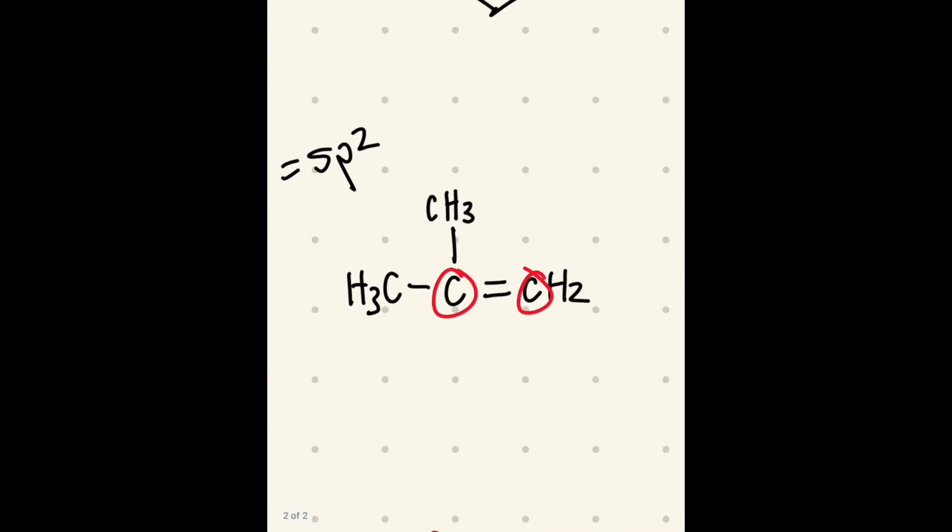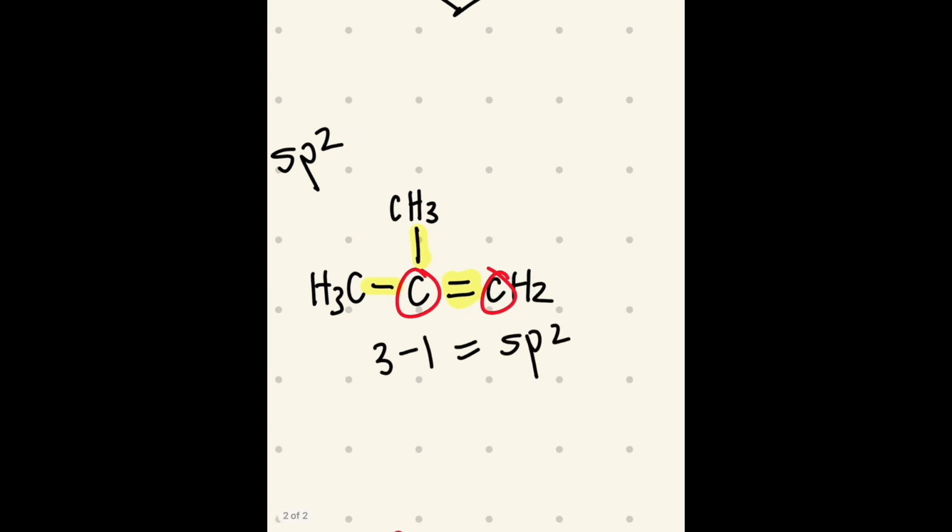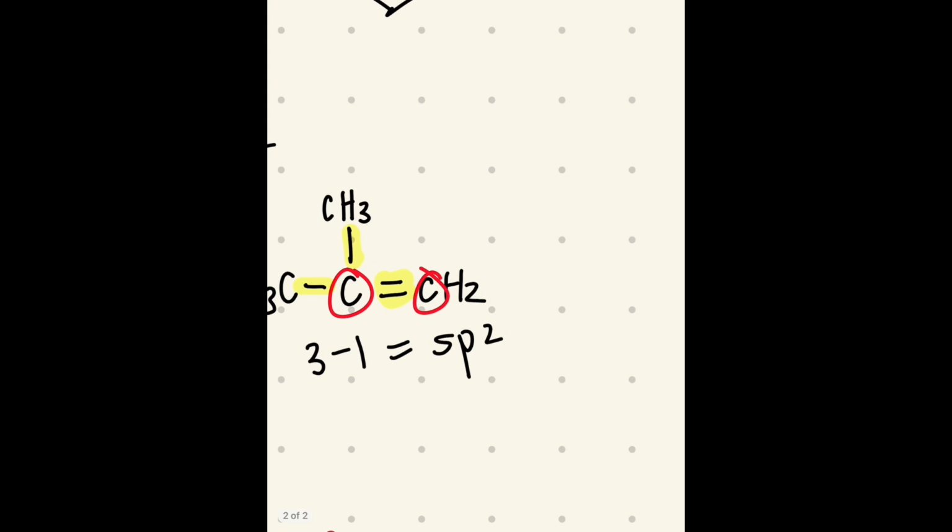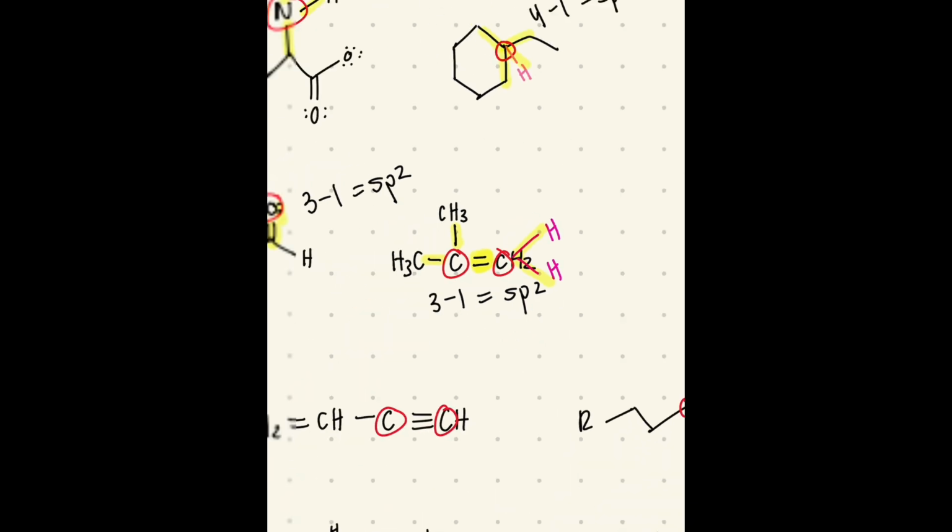Let's do these carbons right here. Make sure bonds are correct and potential lone pairs. Everything looks good here. So let's count. Let's start with this first carbon. 1, 2, 3. 3 minus 1 equals 2, or in this case, sp2. Let's do that second one. I have it written down as CH2, but remember that that means this. 1, 2, 3. So again, 3 minus 1, sp2.